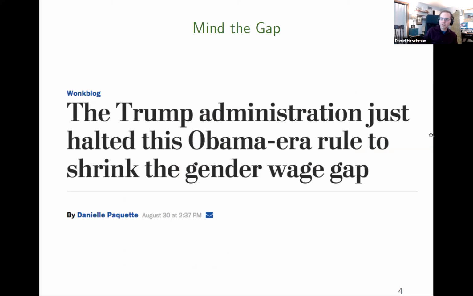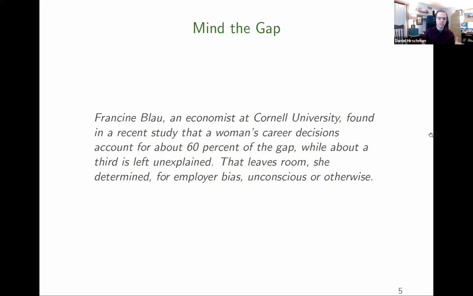And so, for example, early in the Trump administration, there was a proposed rule from the Obama era around paycheck fairness that they were going to halt. And in the related articles in places like the New York Times and Washington Post, they would frequently turn to an economist like Francine Blau to contextualize the gender wage gap and its meaning. So there's an example of the kind of discourse you see frequently in discussions of the gender wage gap in public. They turned to Francine Blau, an economist at Cornell, who found that women's career decisions account for about 60% of the gap, while about a third is left unexplained, which leaves room for employer bias, unconscious or otherwise.